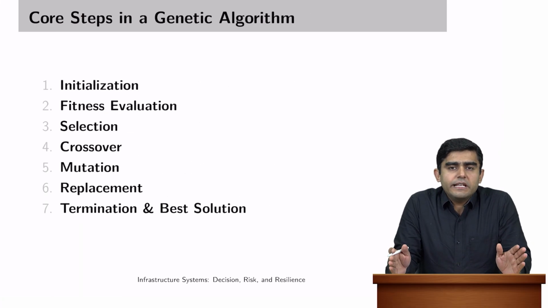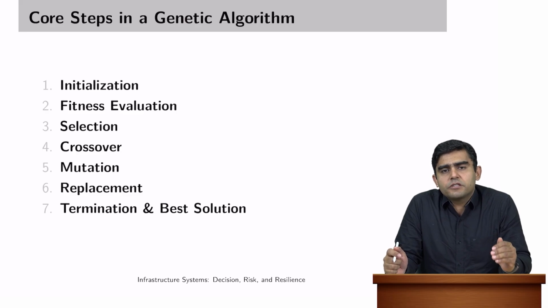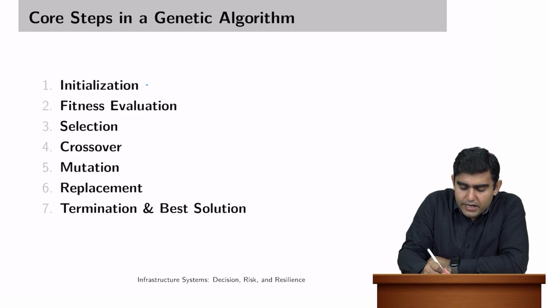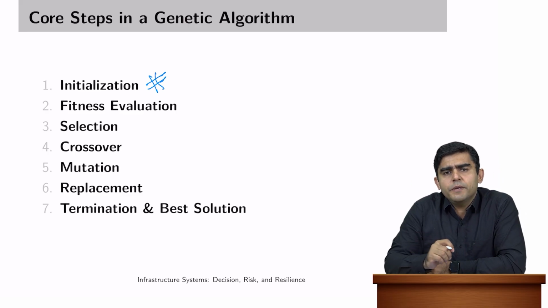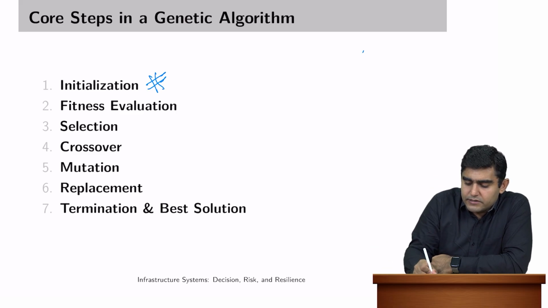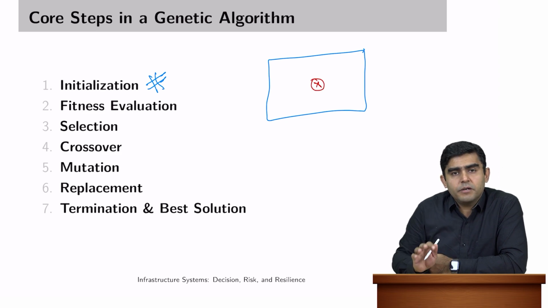Now that we are clear about what this genetic algorithm entails, let us talk about the core steps that would be involved in a genetic algorithm. So, like almost all evolutionary algorithms, the first step would be initialization, because we don't know where our solution is. We may only have information about the grid. Our optimal solution would be somewhere here, but this is the only information we have.